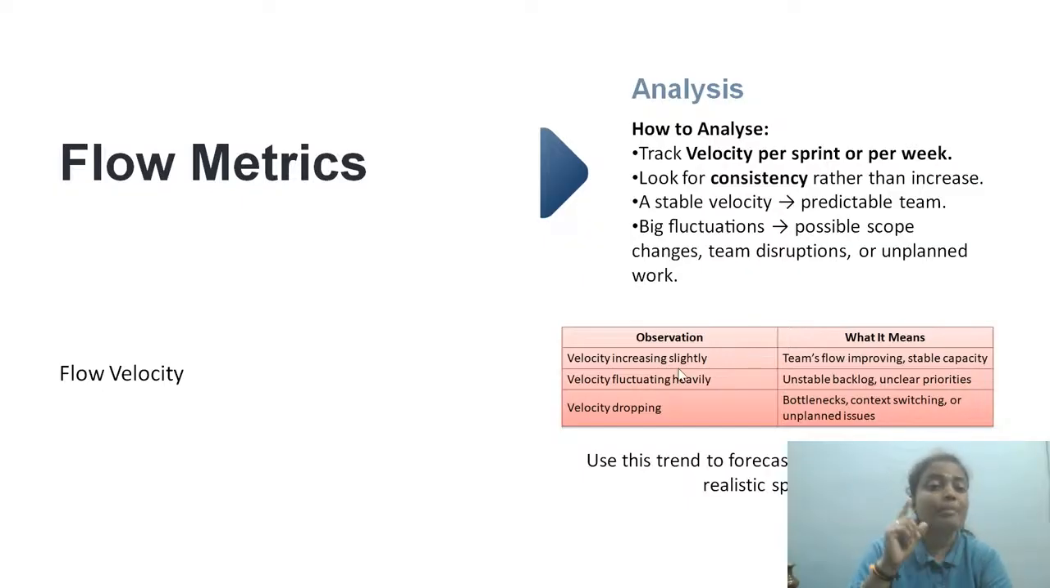So in a nutshell, velocity is all about you trying to calculate the number of completed items in a specific period of time. It can be a sprint, it can be a week, it can be a month, it can be 2 months, two weeks, whatever it is. After calculating that, you should analyze.